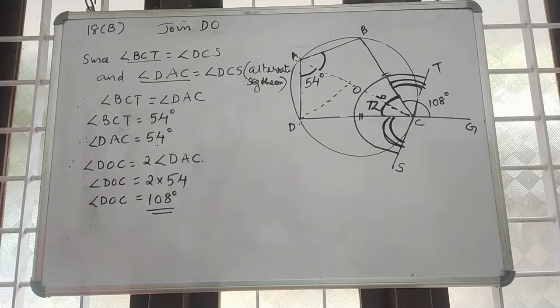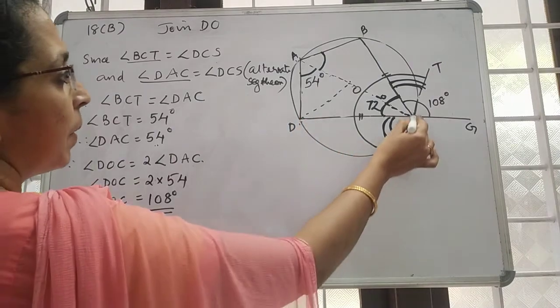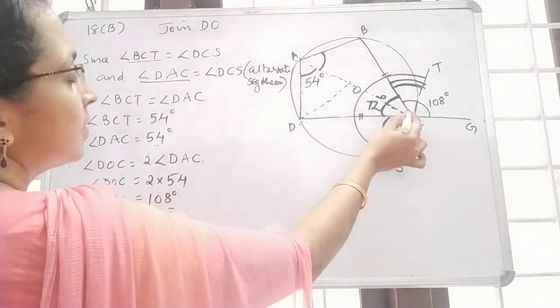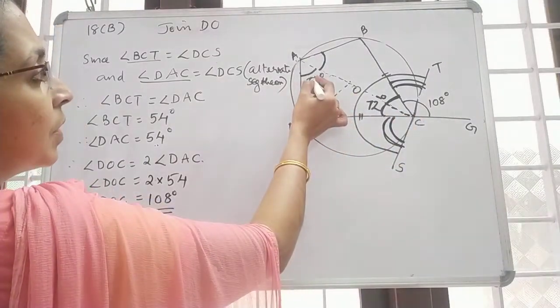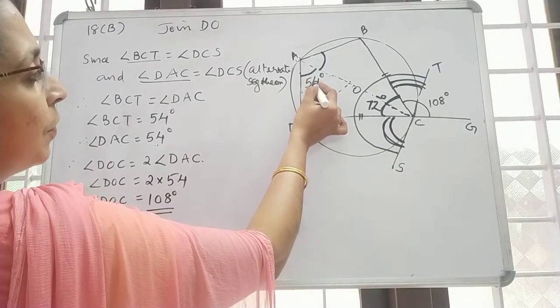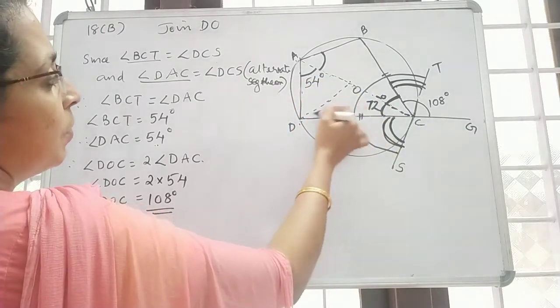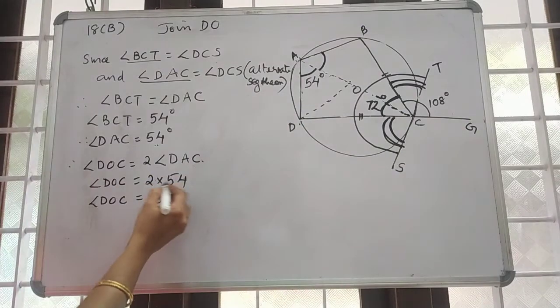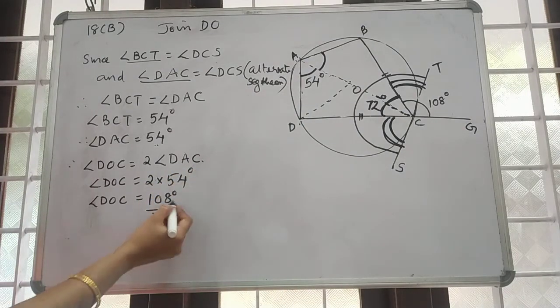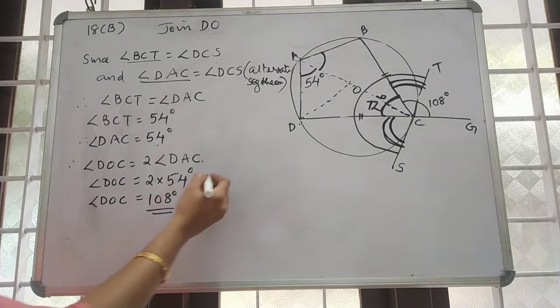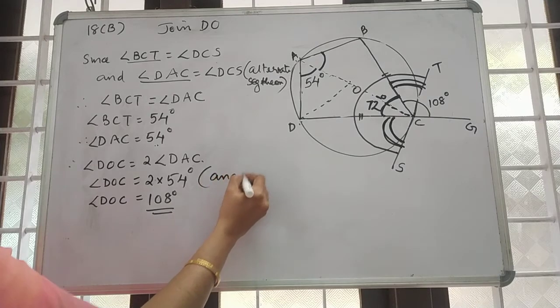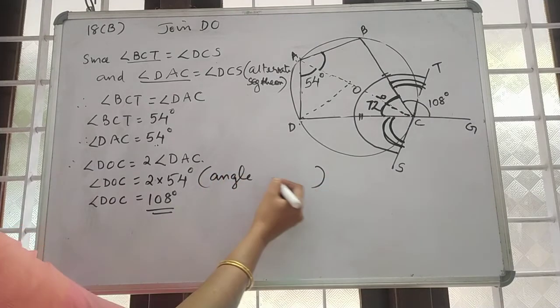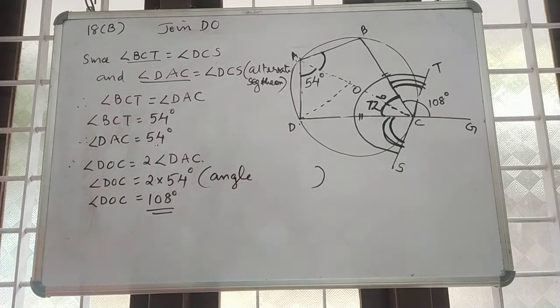So what about DOC? DC is a segment. DAC is 54. So DOC will be 2 into 54 degrees, which is equal to 108. That is, the angle at the center of the circle is double the angle at the circumference. So angle DOC is equal to 108 degrees.